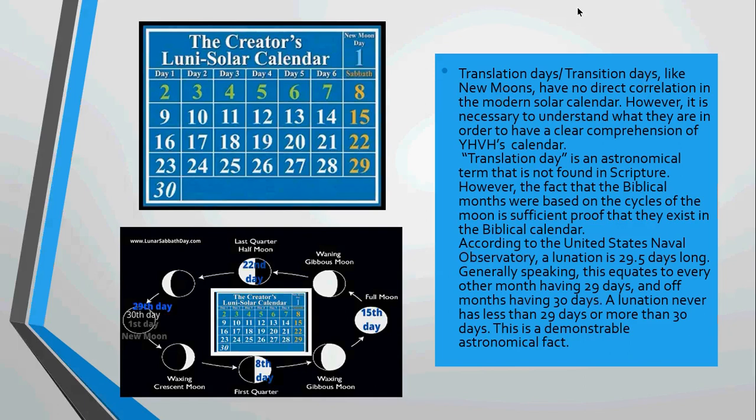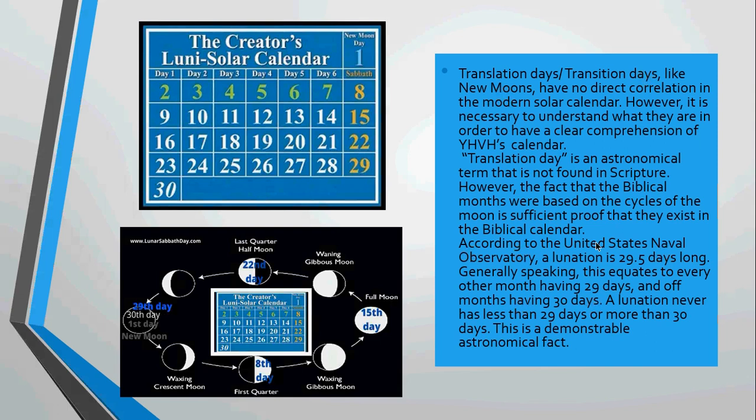Translation days are like new moons, but have no direct correlation in a modern solar calendar. However, it is necessary to understand what they are in order to have a clear comprehension of Yah's calendar. Translation day is an astronomical term. It is not found in Scripture. However, the fact that the biblical months were based on the cycles of the moon is sufficient proof that they exist in the biblical calendar.